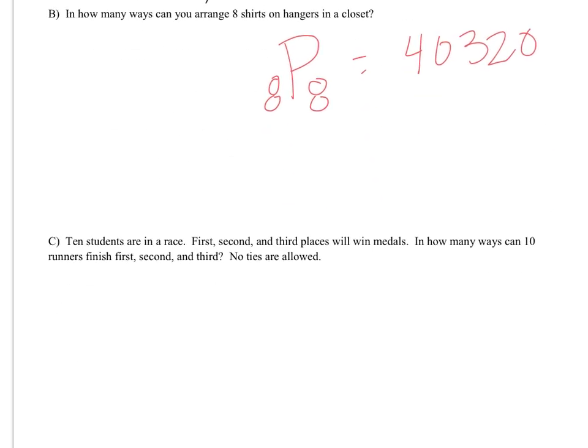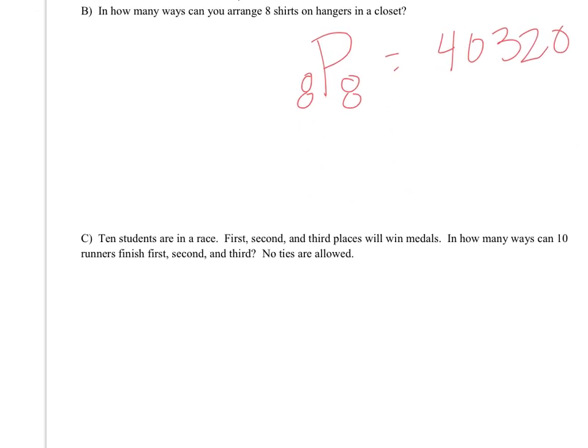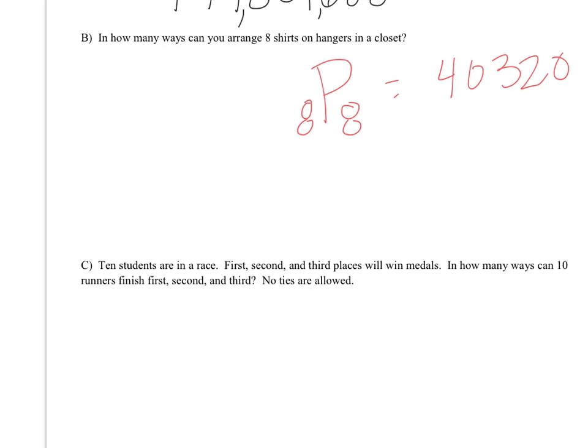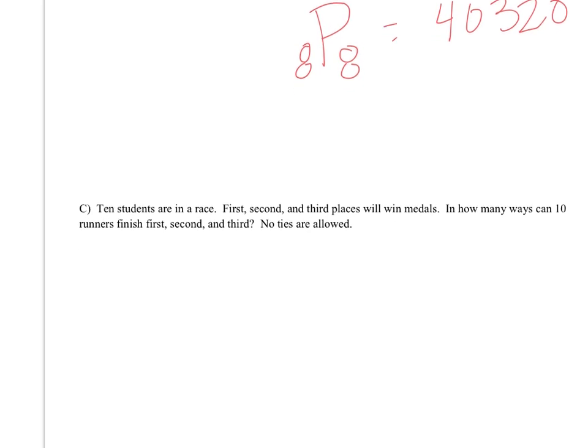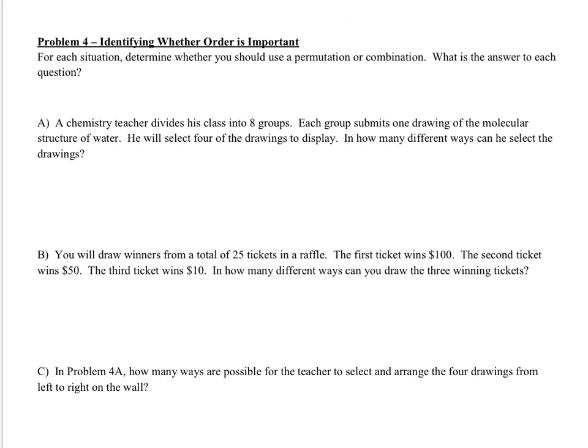And then please try C by yourself. Actually, I'll help you do the first thing. You have 10 people, so that would be here, and you are doing first, second, and third. So you're choosing only 3 people from the 10. Here we have to determine if it's permutation or combination.